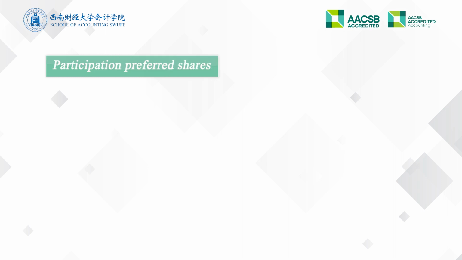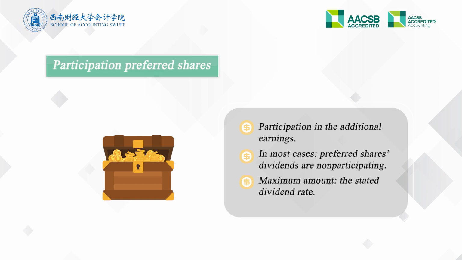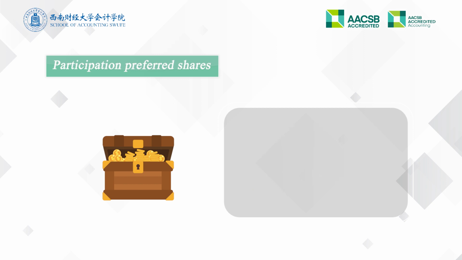Another feature related to preferred shares dividend is participation. A participation preferred share gives its holder the possibility of participation in the additional earnings when the company is successful. In most cases, preferred shares dividends are non-participating, meaning that dividends are limited each year to a maximum amount. This maximum amount is usually the stated dividend rate. Any remaining amount are received by ordinary shareholders.